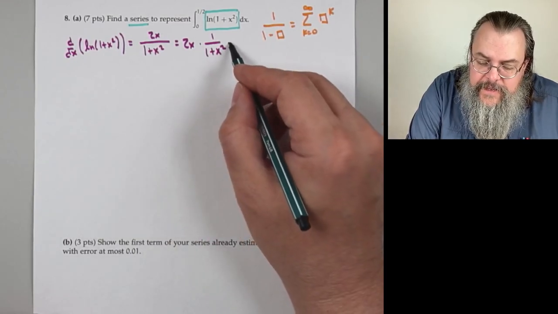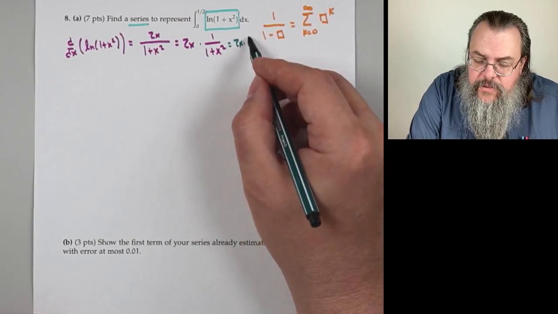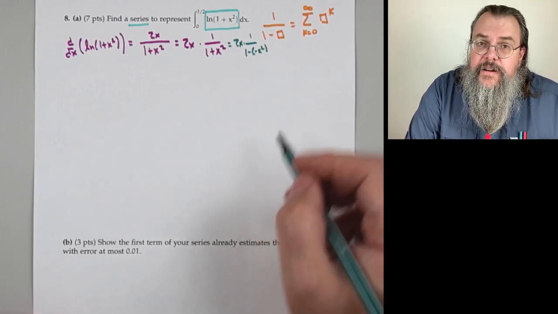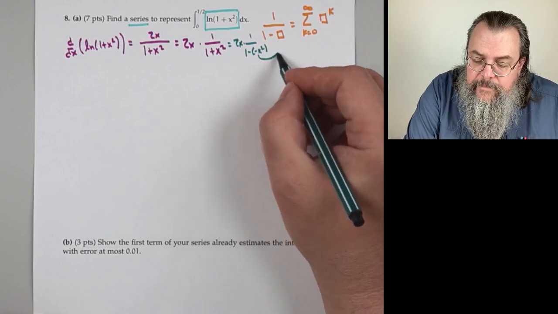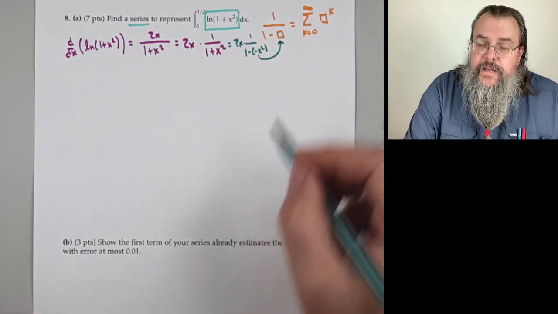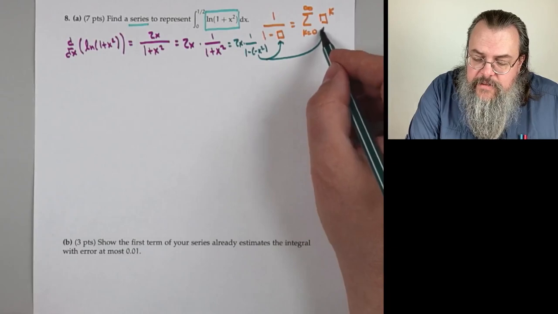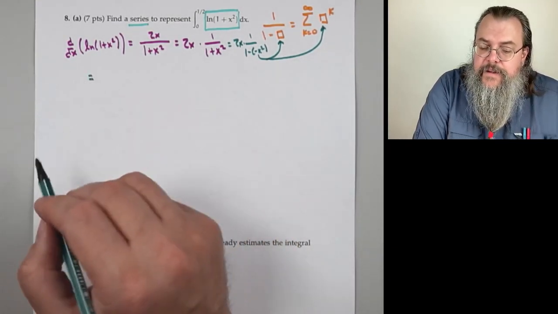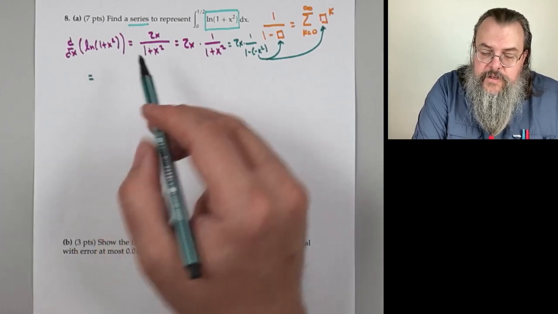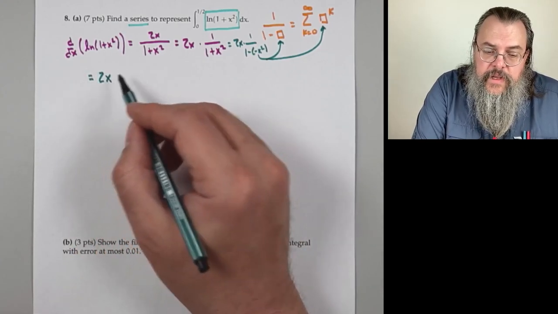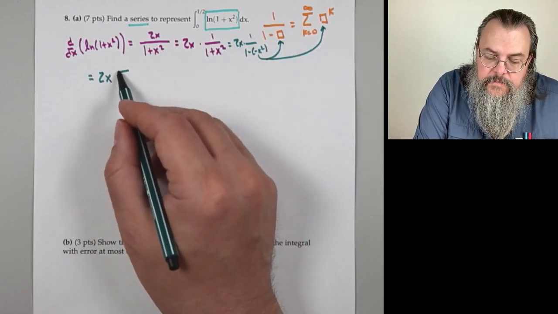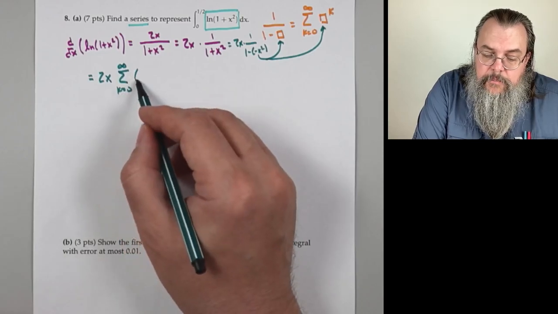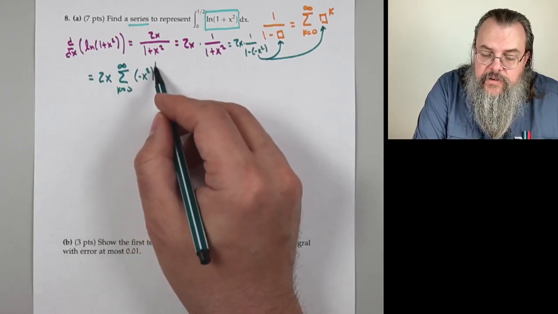So I say, well, I can fix that: 1 over 1 minus minus x squared. And now I can put the minus x squared into the box. And I put it into the box on both sides. So it says that the derivative of this function I'm after is really 2x times the sum from 0 to infinity of minus x squared to the power k.